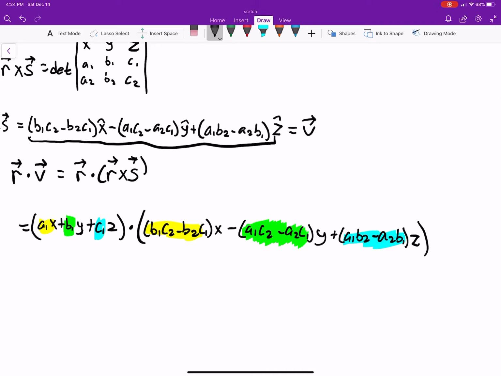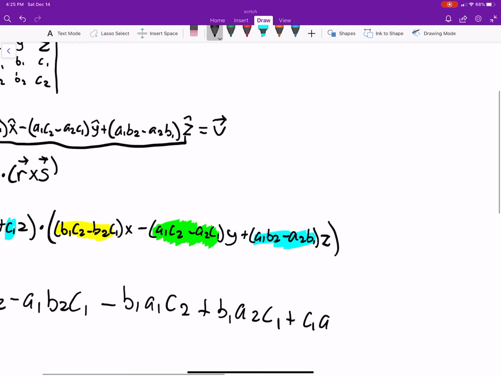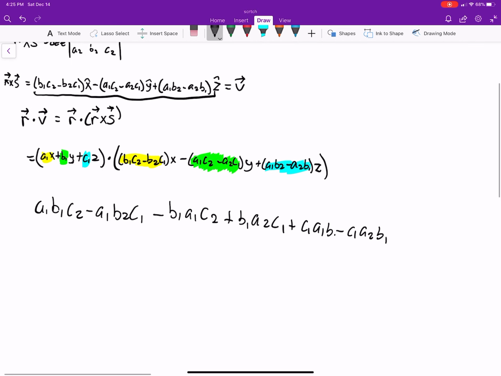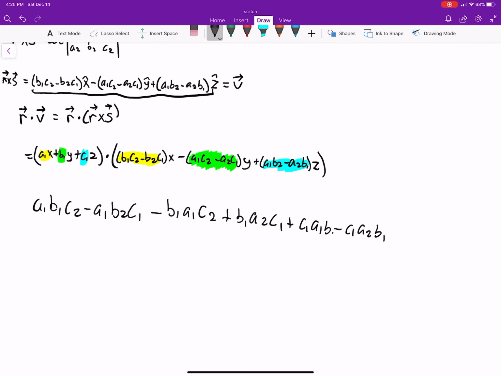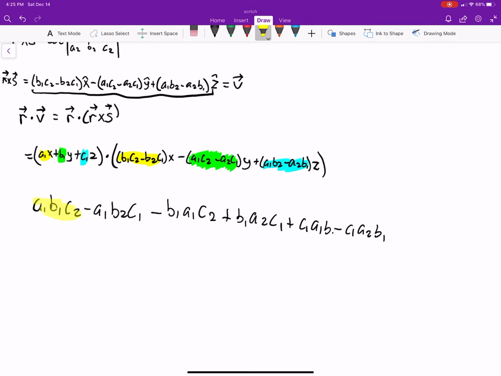Well, if we were to do that, let's see, what do we get? We get a1 b1 c2 minus a1 b2 c1 minus b1 a1 c2 plus b1 a2 c1 plus c1 a1 b2 minus c1 a2 b1. Okay, I think I got all that down. Well, let's see if we can match terms here. We have an a1, a b1 and a c2. Can we find that anywhere else? Hopefully, because that would mean I misadded somewhere. Right here.